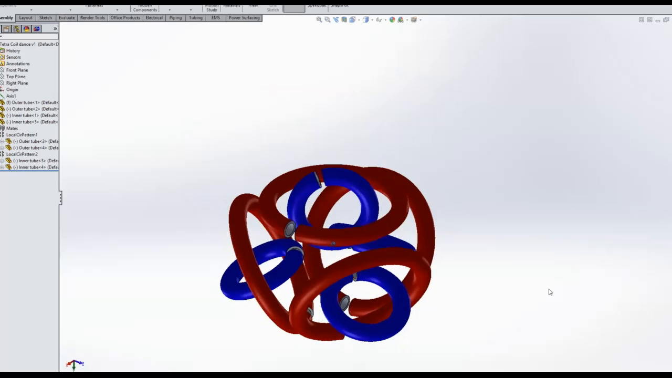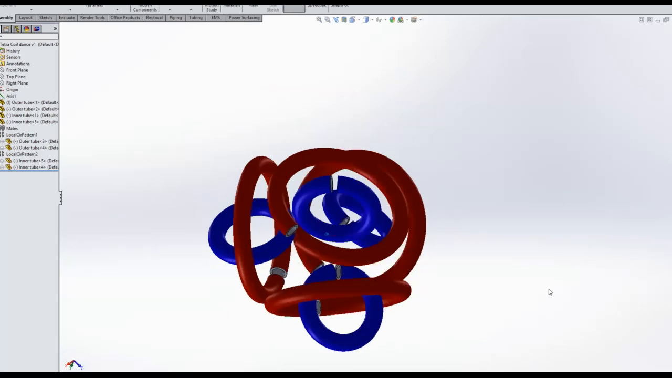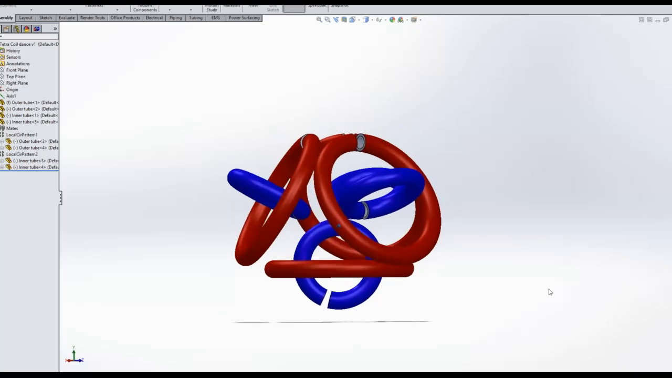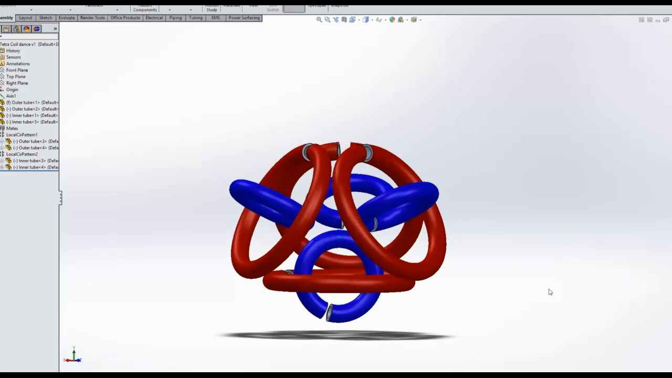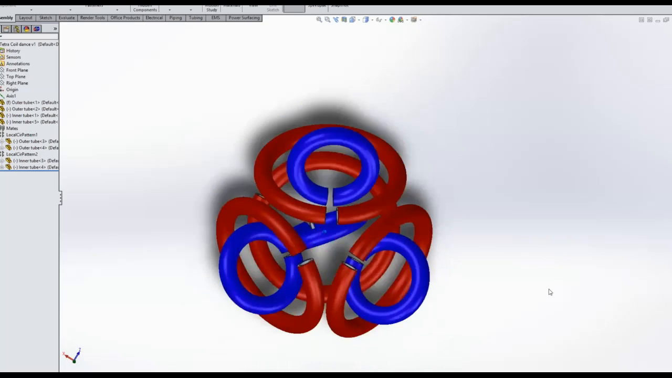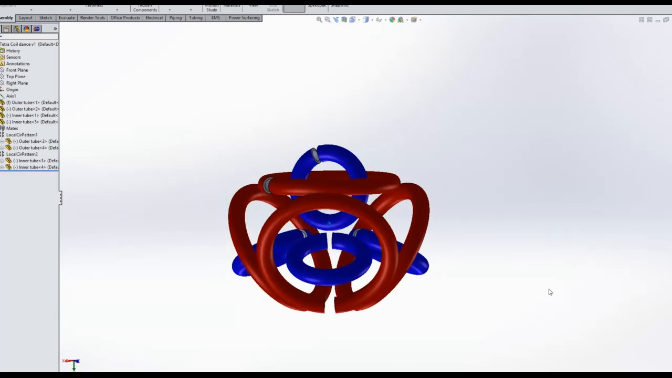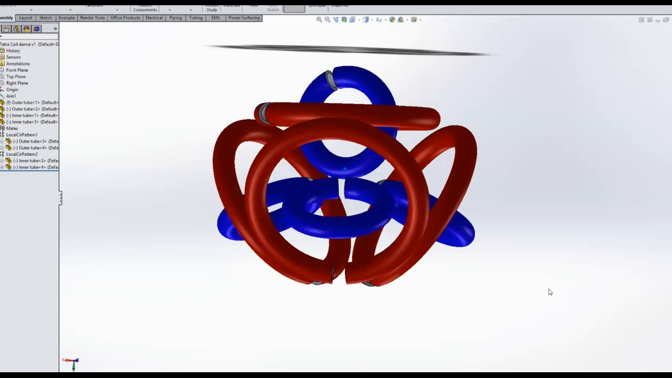So this way? No, the other way around. This way. Yeah, that's right. So the 3 reactors, no, the other way around. So the single will be on top. Yes, and the 3 will be at the sides.